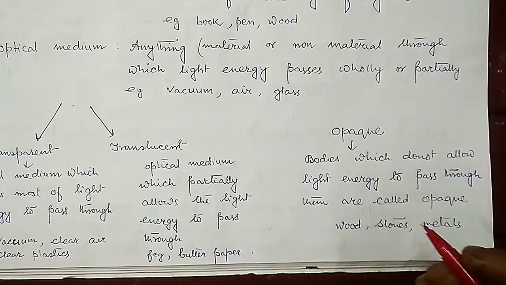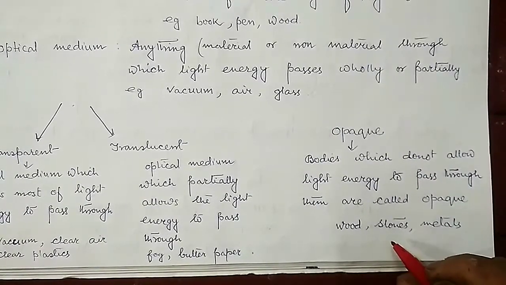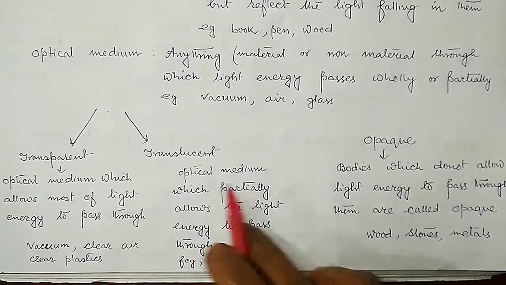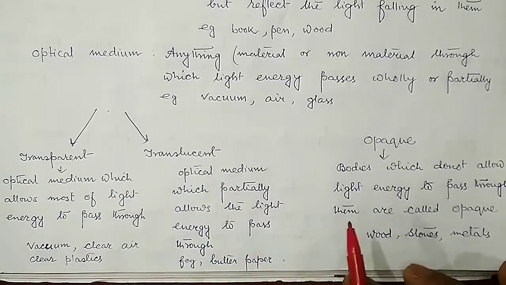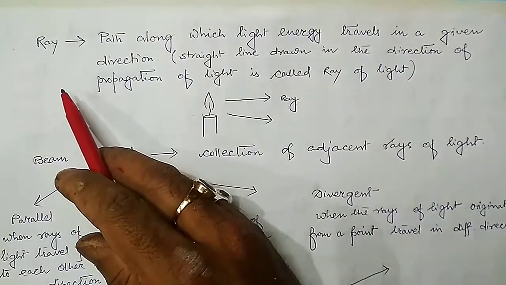You can consider wood, stones, metals, all these are opaque because through them light energy cannot pass. I hope transparent, translucent and opaque, these 3 terms are now clear. Now next point that I want to discuss is ray. What do you mean by ray?